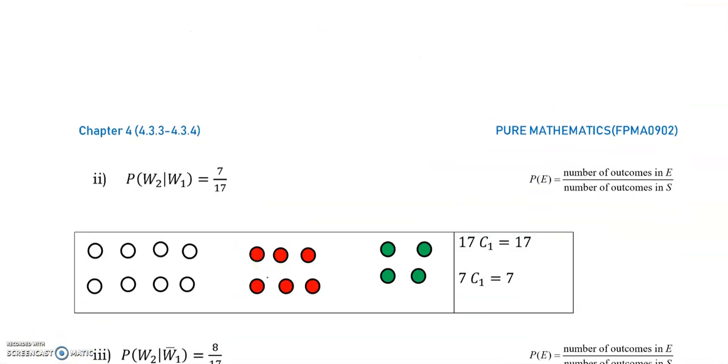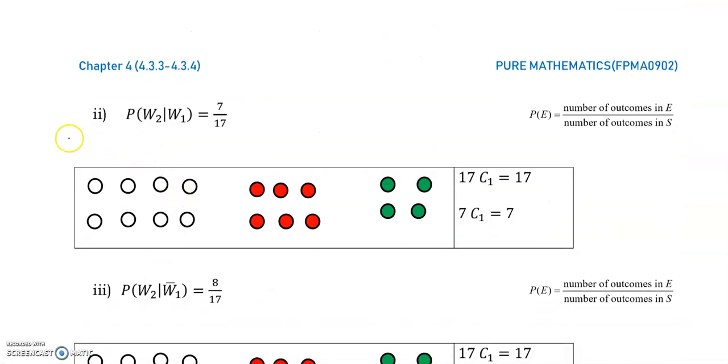You will see the second question. What is the second one? Probability of W2 given W1. This is the conditional probability. Now what is the condition? W1 is the condition. Now you see the total number of balls is 18 here in the box. What is W1? W1 means the first ball drawn is white. Suppose I select the first ball which is white, so I can cancel this one white ball.